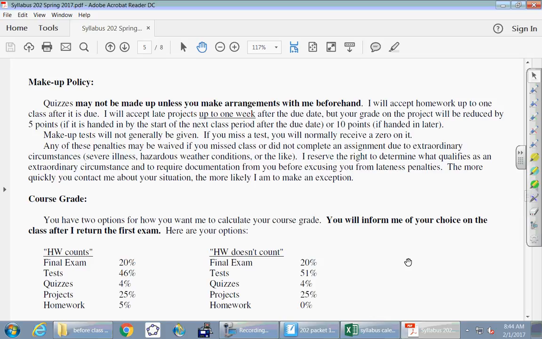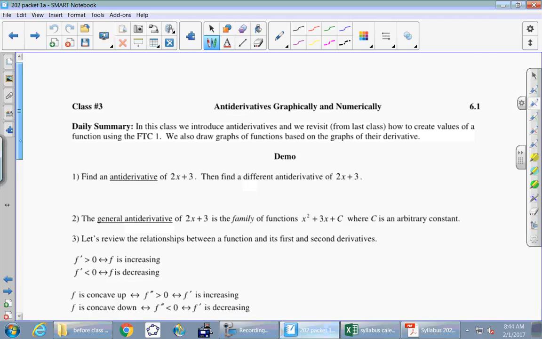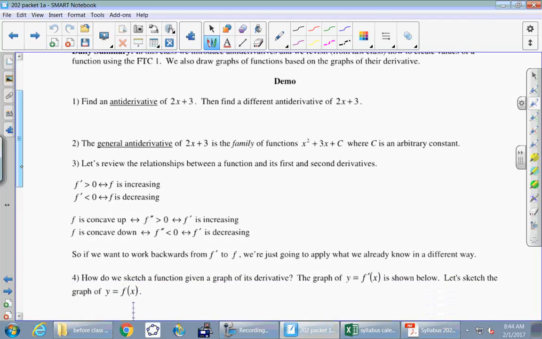Okay. So let's jump in again on page 31 with our summary. In this class, we introduce antiderivatives and we revisit from last class how to create values of a function using the Fundamental Theorem of Calculus Part 1. We also draw graphs of functions based on the graphs of their derivative. Number 1, let's find an antiderivative of 2x plus 3. So what we are looking for is some function where when you take the derivative of that function, you get 2x plus 3. Let's take them in turn.